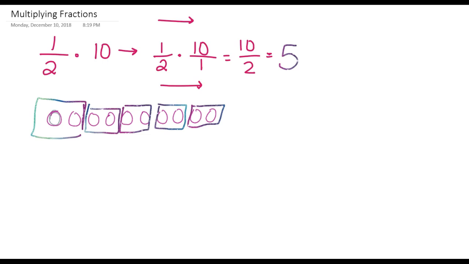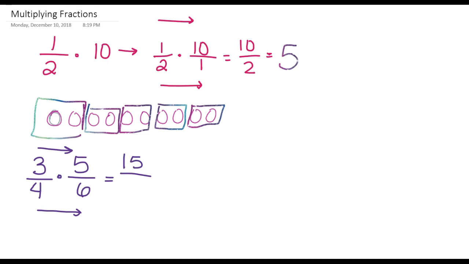Okay? Let's try one that's a little bit trickier. We are going to try 3/4 times, let's do 5/6. Okay? Now, again, we're multiplying straight across. So I'm going to start with 3 times 5, which is 15, and 4 times 6, which is 24.